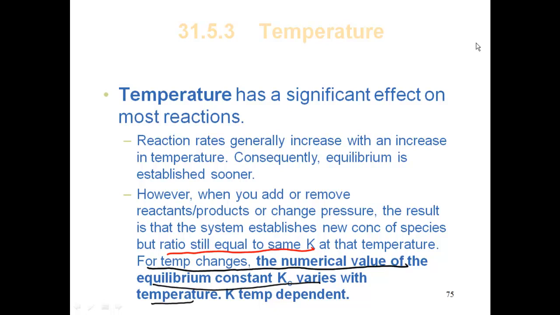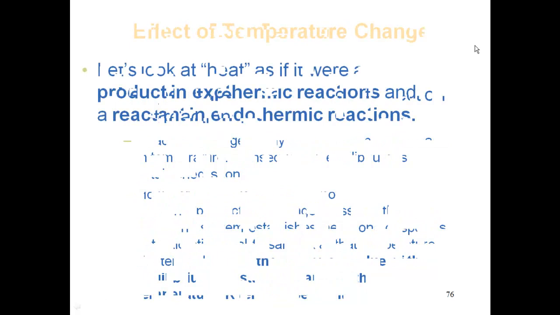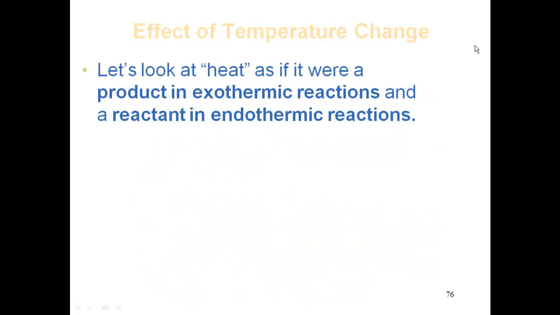So if I change the temperature, my K value will change. So how are we going to determine how it's going to change, meaning increase or decrease? Well, we're going to look at heat as a physical entity. So we're going to look at an exothermic reaction and an endothermic reaction and ask, where's heat in terms of reactants and products? If it's an exothermic reaction, then we're talking about a release of heat. That means it's releasing it as a product. So I can look at heat in an exothermic reaction as a product.